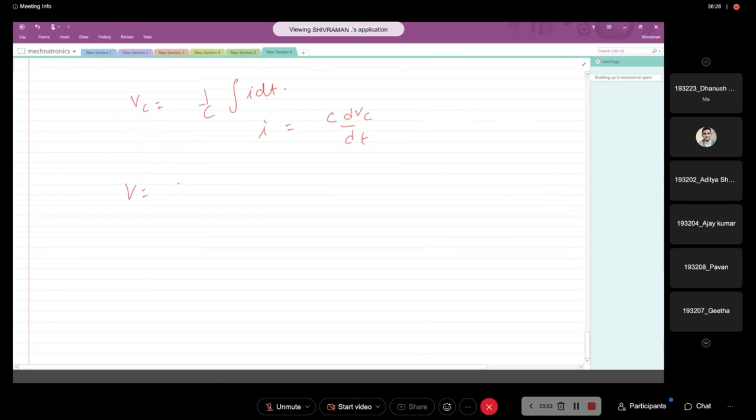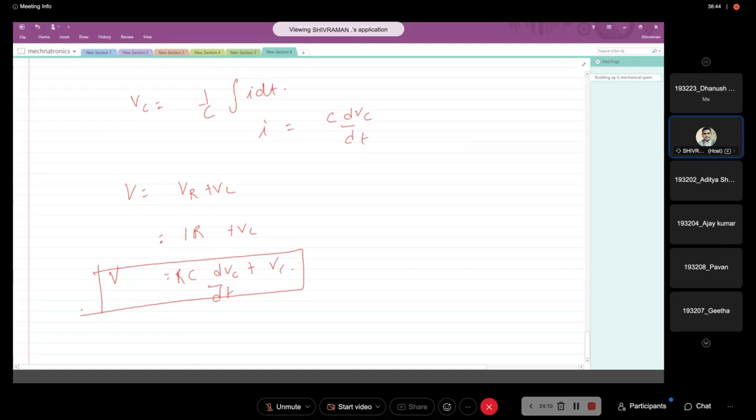So your V is equal to, this I is C dVC/dt, plus R. So this is the differential equation you got for a resistance and capacitance system.